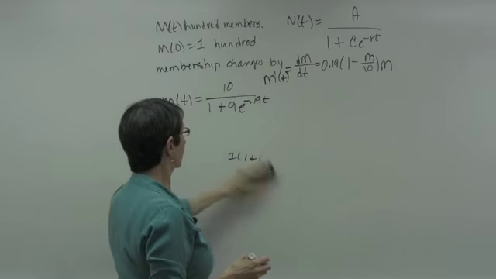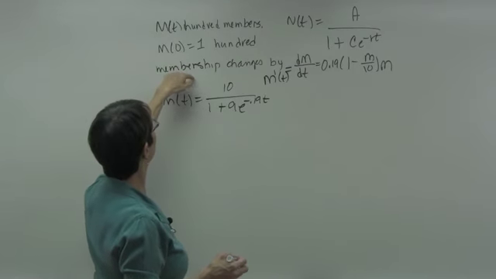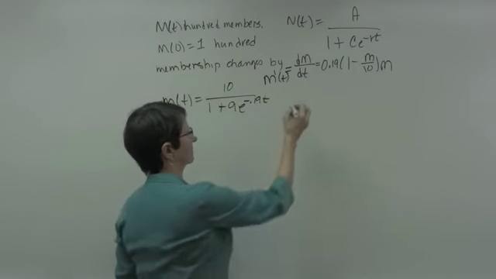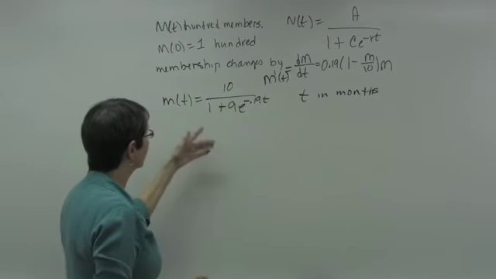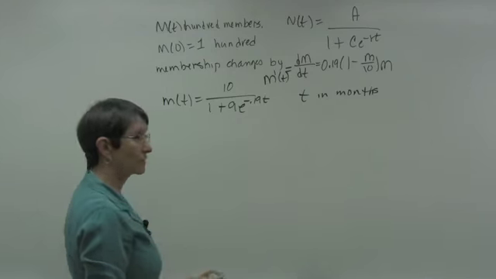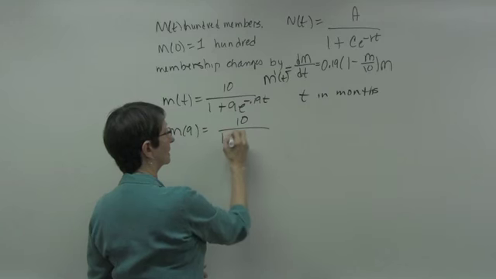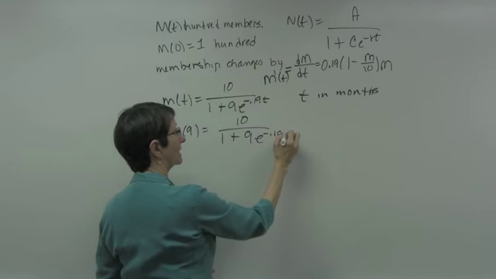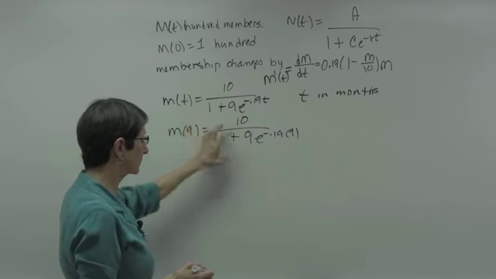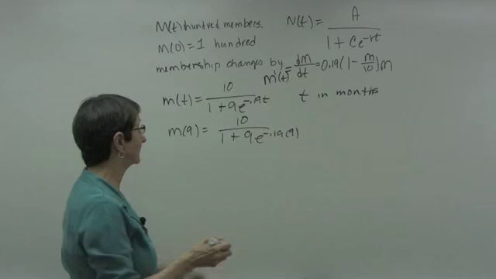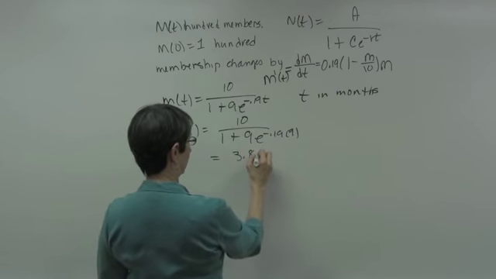And depending on what I'm interested in, I can find out how many members they can expect at any time t. And I did not mention t is in months. So if t is in months, maybe I want to know after 9 months what the membership is, or 12 months. 10 over 1 plus 9e to the negative 0.19 times 9. Do all my multiplication, addition, division. Very careful with the signs. And that number turns out to be about 3.8055.